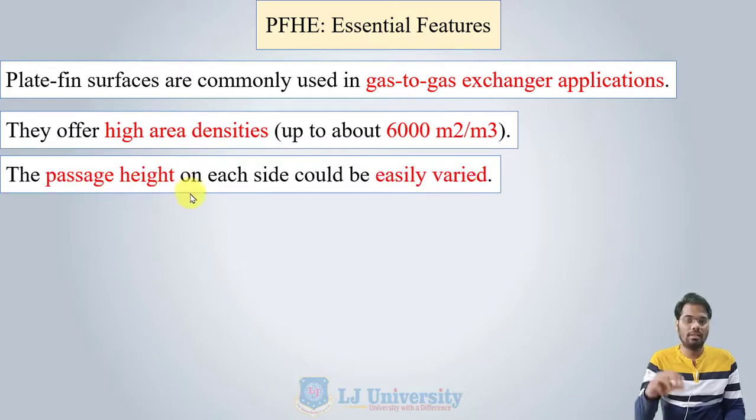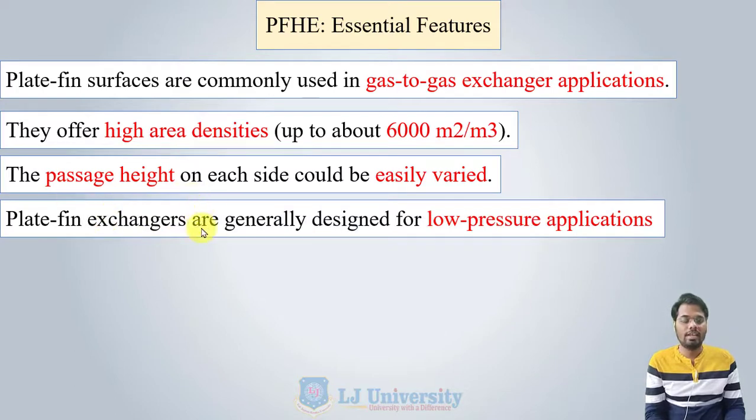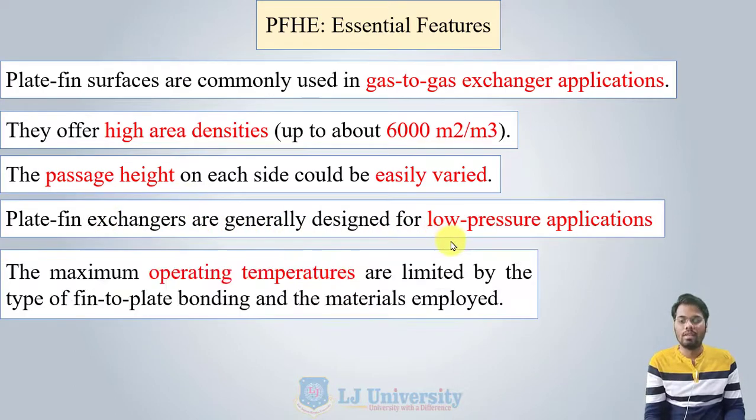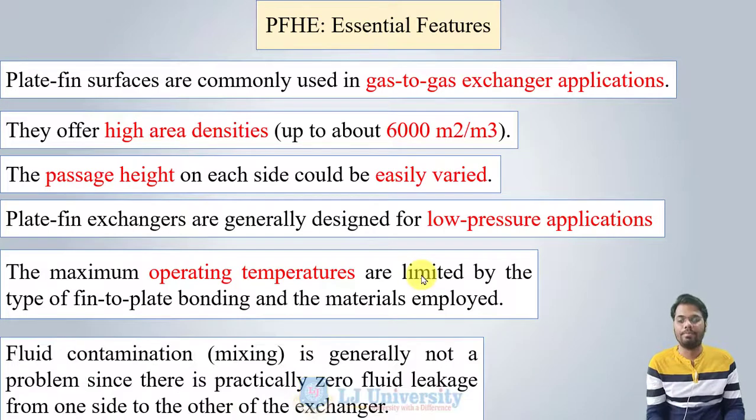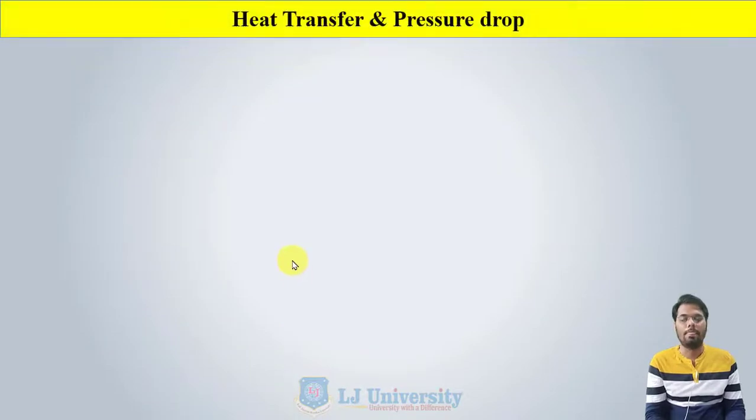The passage height is easily varied. Plate fin heat exchangers are generally designed for low pressure applications, and the maximum operating temperature is limited by the type of fin to plate bonding and the material employed. Fluid contamination or mixing is generally not a problem, since there is practically zero fluid leakage from one side to the other side of the heat exchanger.